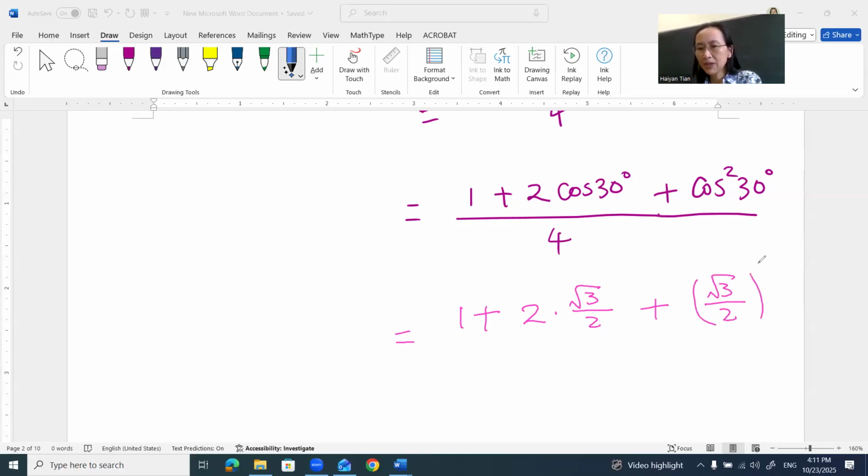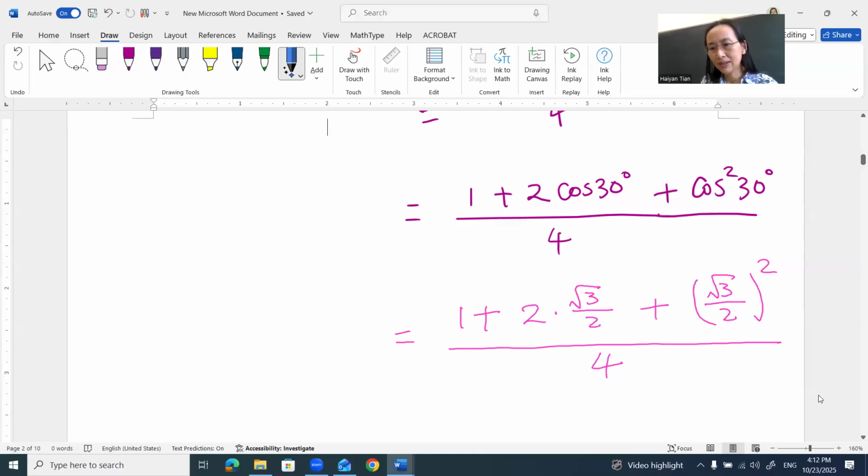So 2 times that number, and cosine 30 is square root of 3 over 2. But this number should be squared. So we simply substitute the value of cosine 30, which is square root of 3 over 2. So that we get 3 over 4. So now let's simplify this number, because we do not want to write this as an answer.